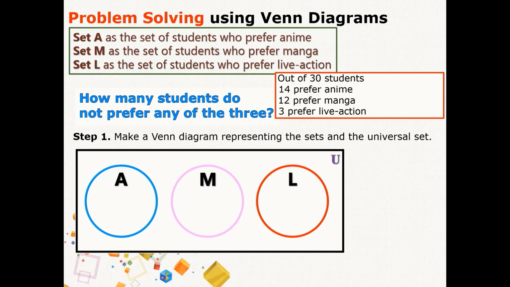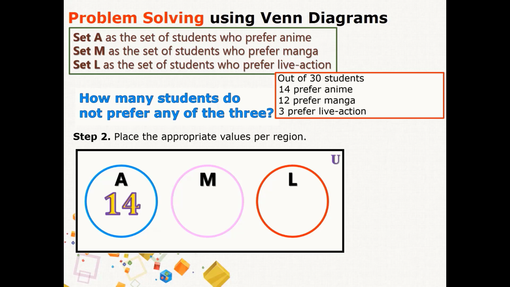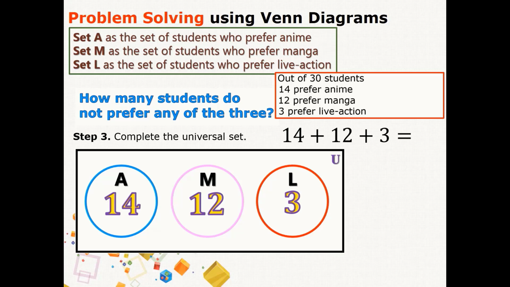Take note that in the given, there's no situation that depicts any of the sets intersecting. So we have three different circles here representing three different sets and simply place the values inside. To complete this, let us not forget to make sure that our universal set is 30 per the given.